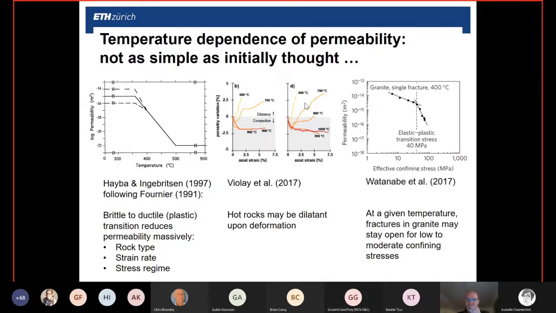Or then Watanabe et al. in 2017 also highlighted that if you have fractures in there, they do not necessarily close rapidly if the confining stresses are not too high. More recently, as far as I understood it, they also found that, of course, if you have fluid, you may have dissolution of asperities, etc., on the fractures, and then the permeability nevertheless deteriorates. But this basically tells you there's a wide open field of research for understanding permeability under supercritical conditions, be it porous or fractured media.